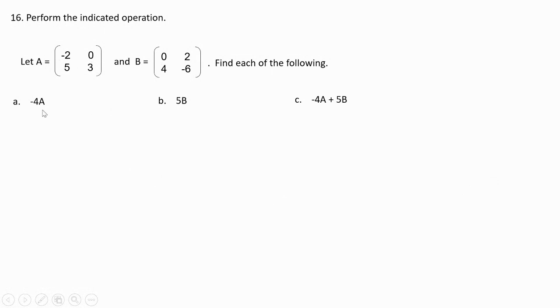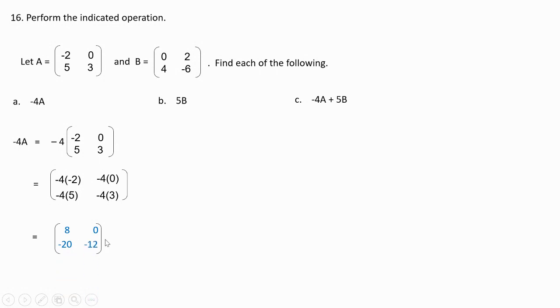4, -6. So for A part, they want us to find -4A. For B part, they want us to find 5B. And for C part, they want us to find -4A plus 5B. So here's where we start. So -4, I'm going to multiply times every element in matrix A. So it's going to be -4 times -2, -4 times 0, -4 times 5, and -4 times 3. That's going to give us 8, 0, -20, and -12. That's the answer for part A.